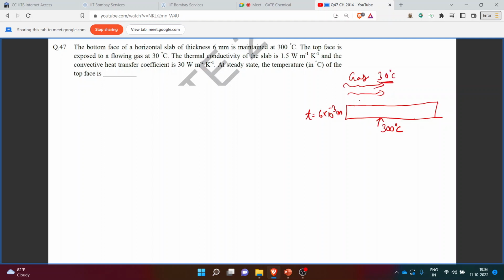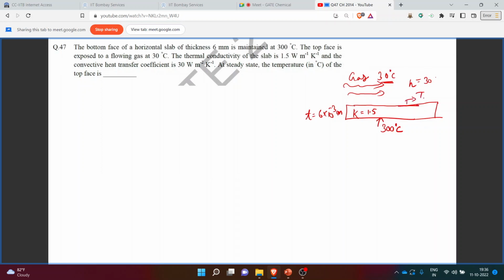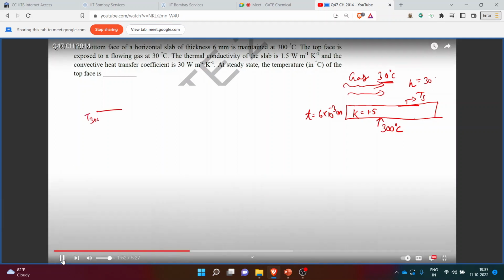The thermal conductivity of the slab, that is K, is 1.5 watt per meter Kelvin, and the convective heat transfer coefficient, the H over here, is 30 watt per meter square Kelvin. At steady state, we have to find the temperature of the top face, so let's call it temperature at surface, that is Ts. Initially we have been given the temperature as 300 degrees Celsius.